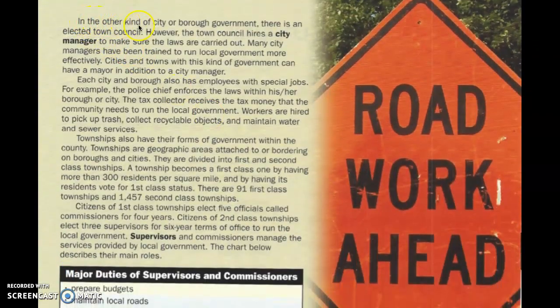In the other kind of city or borough government, there is an elected town council. However, the town council hires a city manager to make sure the laws are carried out. Many city managers have been trained to run local government more efficiently. Cities and towns with this kind of government can have a mayor in addition to a city manager.